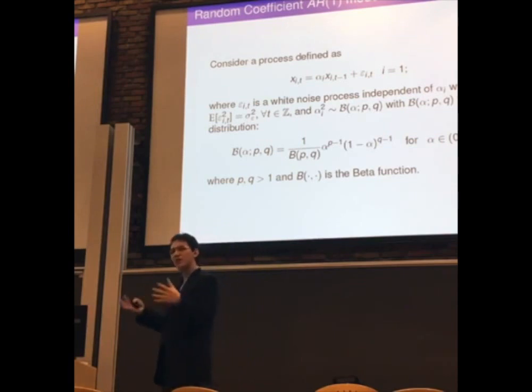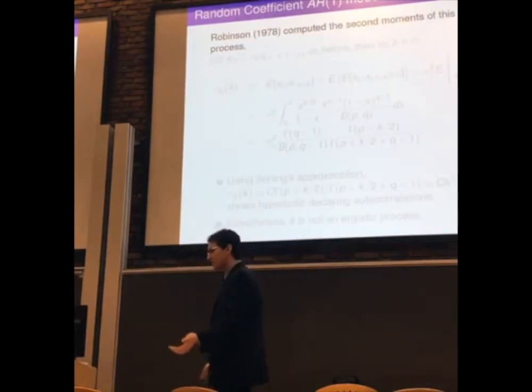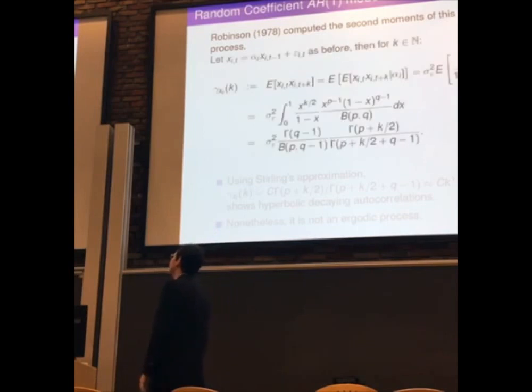So in a sense, what we're doing is getting a family of AR1 processes. What we're going to see is what kind of behavior this family of AR1 processes has. This is the random coefficient AR1 model, and that's what Robinson did, 1978. He calculated the moments. You can calculate the moments, but what kind of behavior should we expect, and how can we see it in a simple manner?